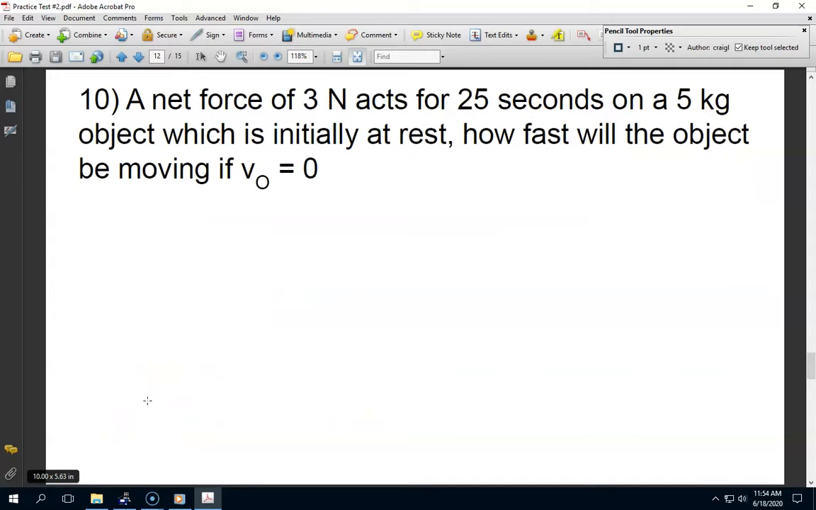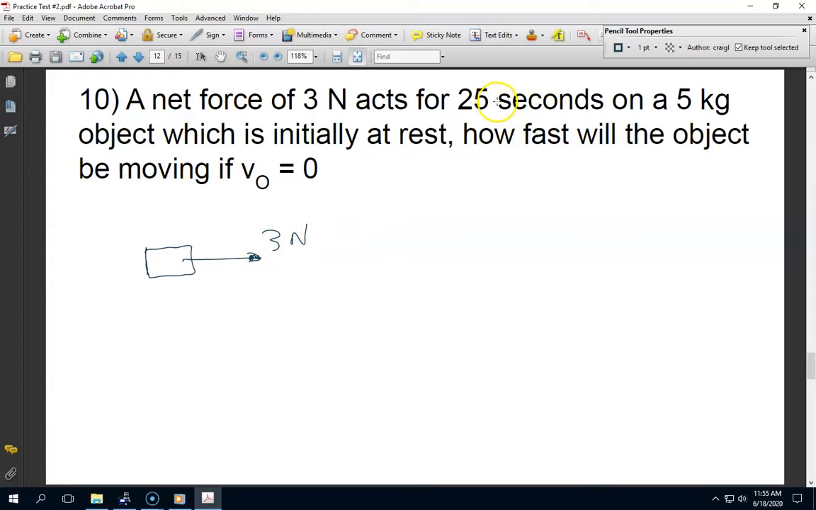Number 10, a net force of 3 newtons acts for 25 seconds on a 5 kilogram object which is initially at rest. How fast will it be moving? All right, fine. A net force means that they've already added up all the forces, or maybe there's only one force, but the total force, the only force I need to worry about, is that 3 newtons. Okay? They tell me 25 seconds.